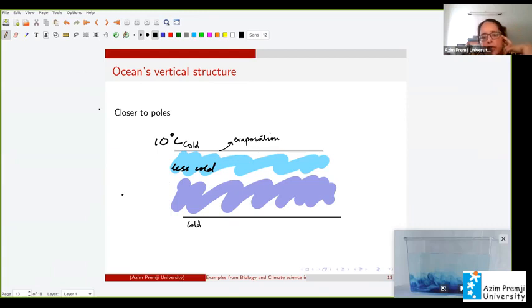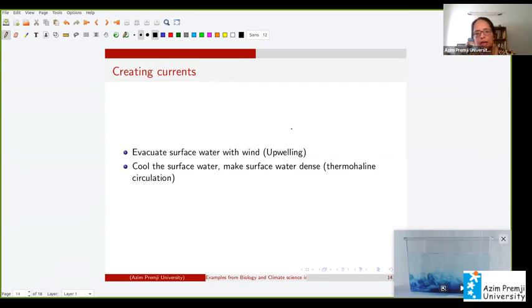There are two ways to beat this lack of mixing. One phenomenon is called upwelling, and that is created by evacuating the surface water with wind. I'll show you a video where that is happening. Another phenomenon is called thermohaline circulation, wherein the surface water evaporates, making the surface water more dense, and finally that dense surface water sinks and enables convection currents to get set up. And so you have again mixing.